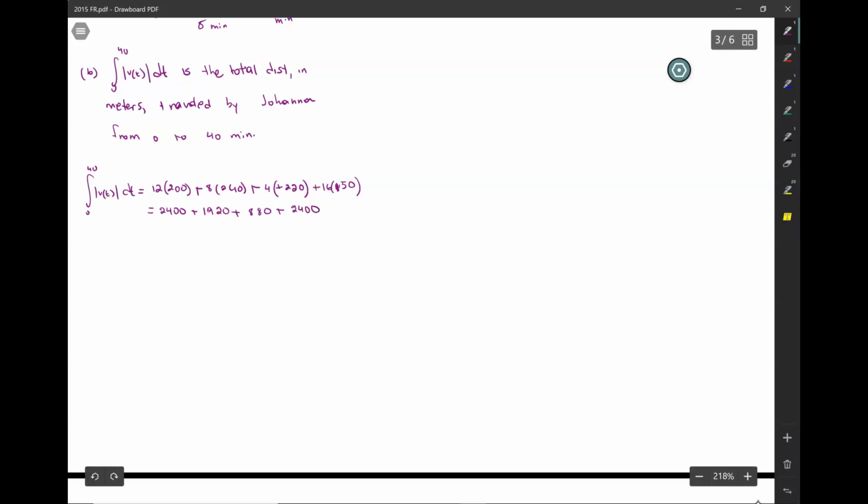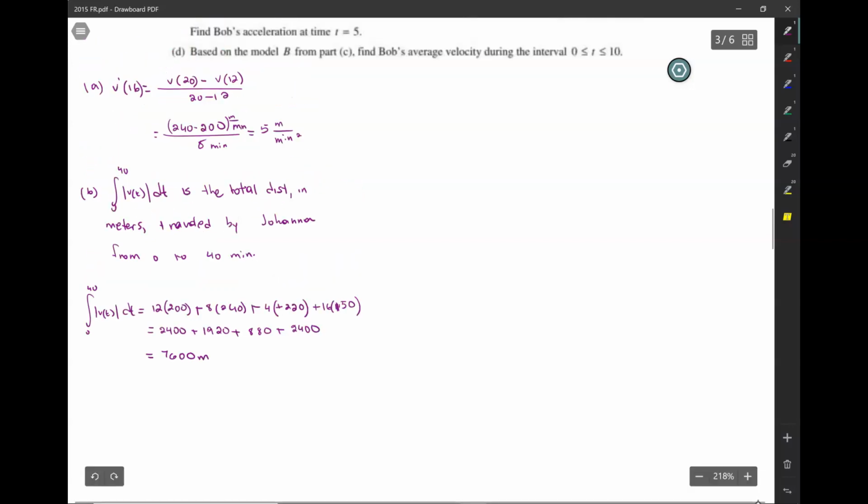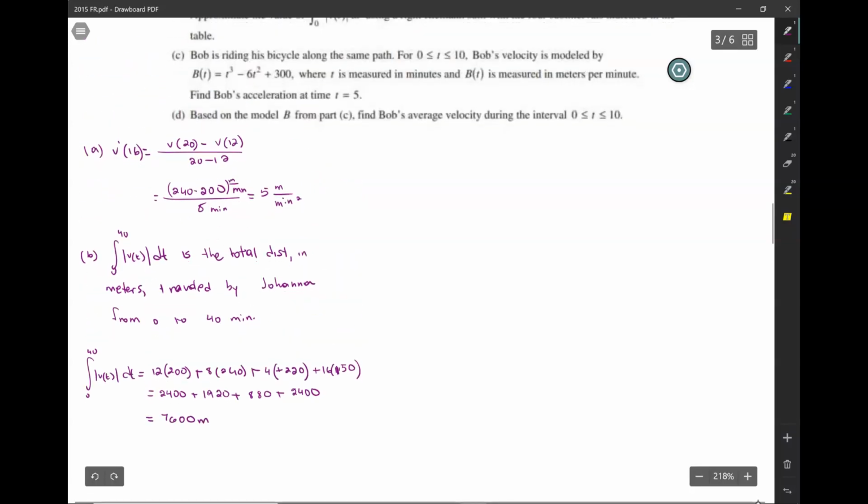4 times 150 is 600, but this is 16 times, so times another 4. Yeah. Okay? I did 15 times 15 equals 225. That works too. Okay. So altogether, that's 7,600 meters. Okay. All right. Part C.